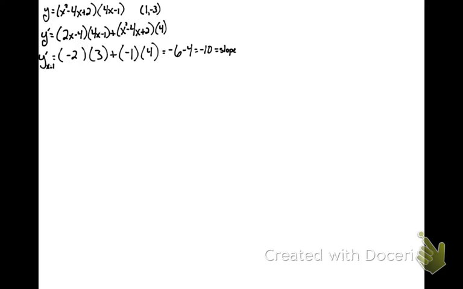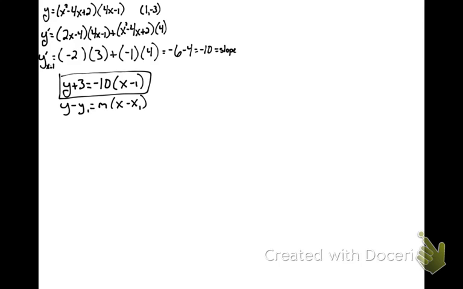So given our point 1, negative 3, this means that the equation of the tangent line must be y plus 3 equals negative 10 times x minus 1. And again, I'm just using point slope form, right? y minus y1 equals m times x minus x1. This is the equation. There's no reason to change it to slope-intercept form, even if you want to.